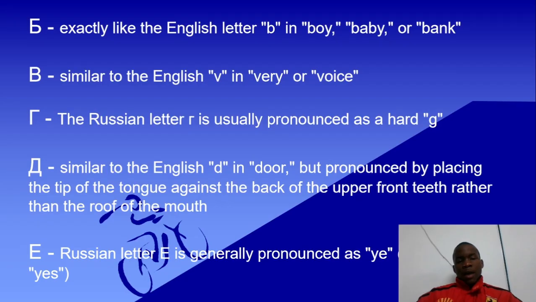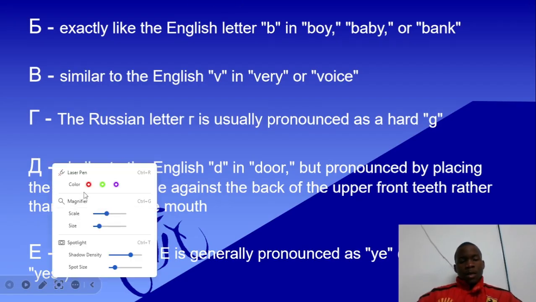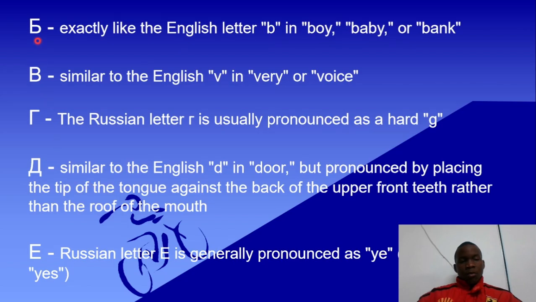The next letter that we have is the letter V, right? It looks like the English letter B. The reason it looks like an English letter B is because it's in caps, but we do not write in caps in Russian, so you won't see this big B. So this letter is letter V. You say V.